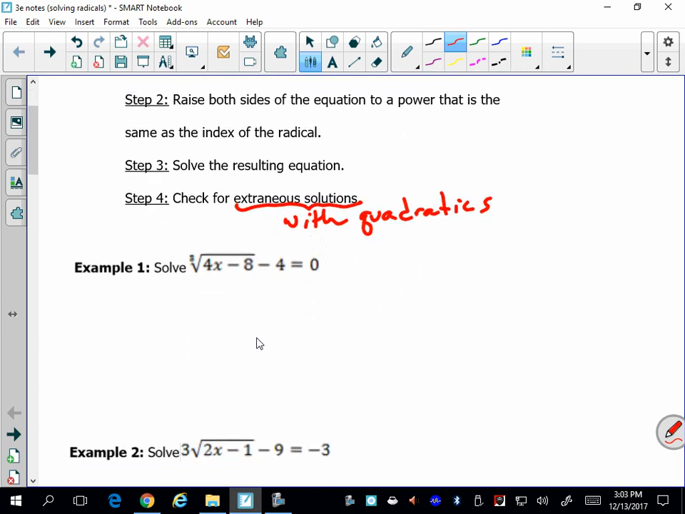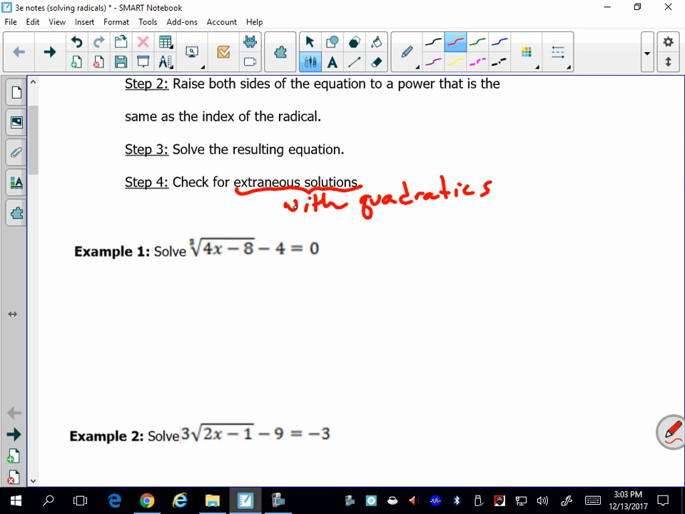So example 1, we have the cube root of 4x minus 8, and then all that subtracted 4 equals 0. So the first thing is to isolate the radical. So isolate the cube root. So I'm adding 4. And my handwriting's terrible today. So it's the cube root of 4x minus 8 equals 4.